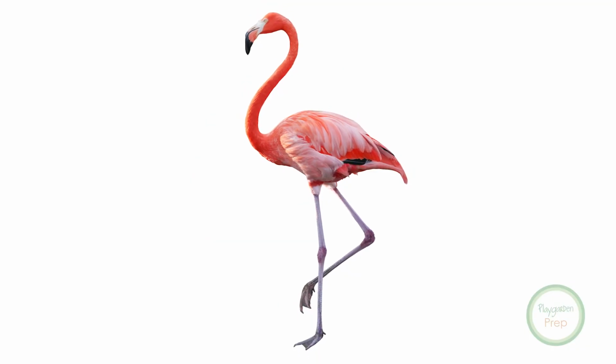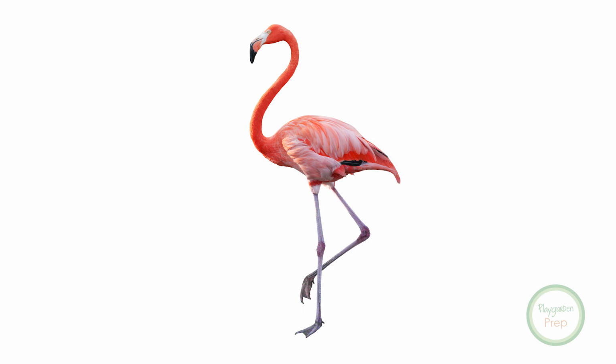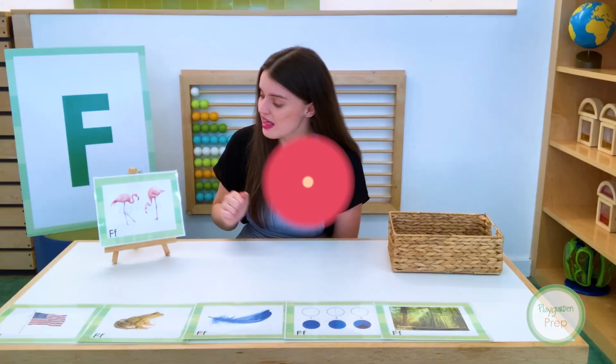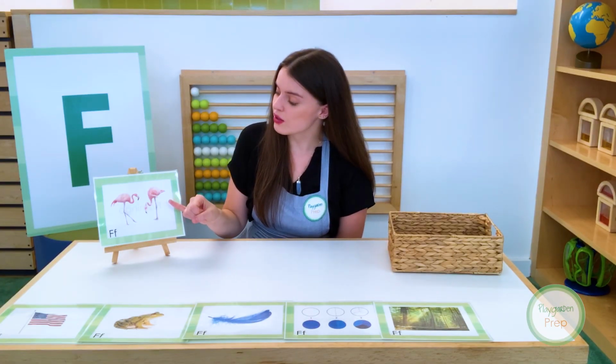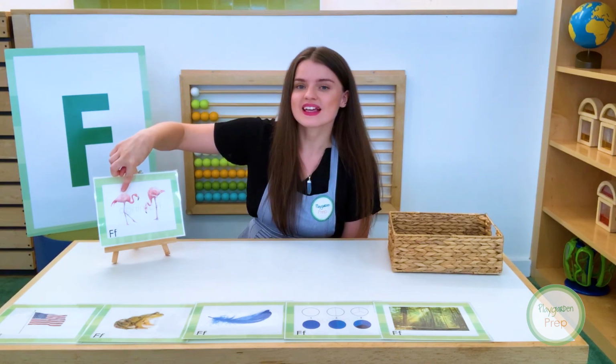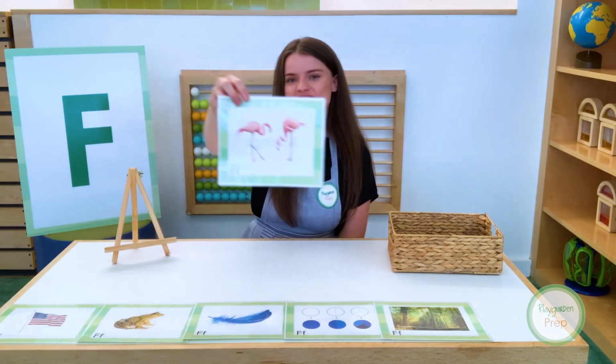A flamingo is a bird with long legs and a long neck. And it looks like a flamingo's feathers are the color pink. Flamingo.